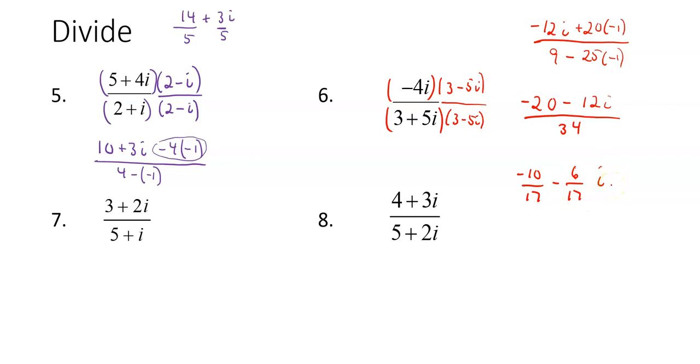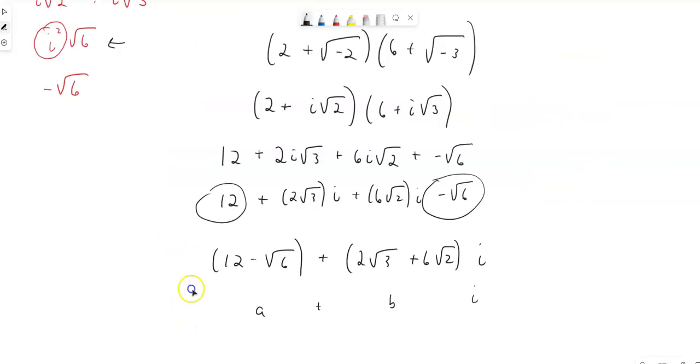Right? a plus bi form. The a is negative 10 over 17. The b is negative 6 over 17. And I'll bet you the 2 down the bottom work out similarly. Here, let me pull my other screen up and we'll do it where we have a little bit more space.